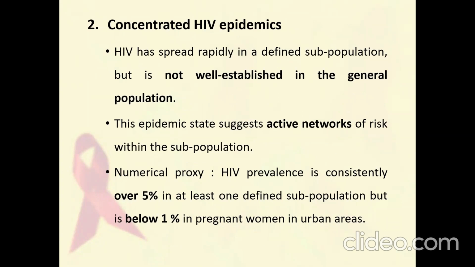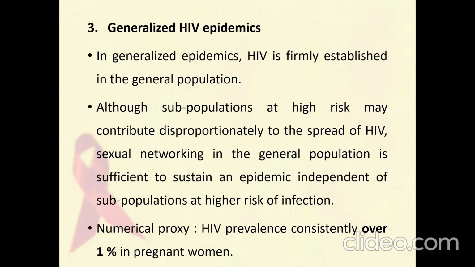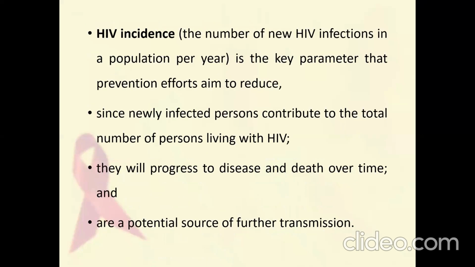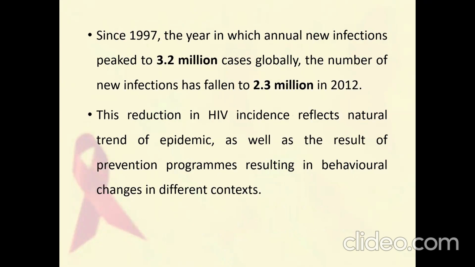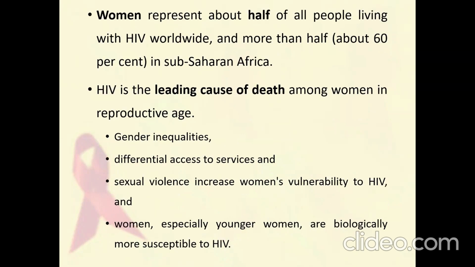Concentrated HIV epidemics: it is not well established in the general population but is well established in a subpopulation, and its prevalence is consistently over 5% but at or below 1% in pregnant women. Then generalized HIV epidemics: it is firmly established in the general population and its prevalence is over 1% in pregnant women. Then these are some numbers showing how it affects.